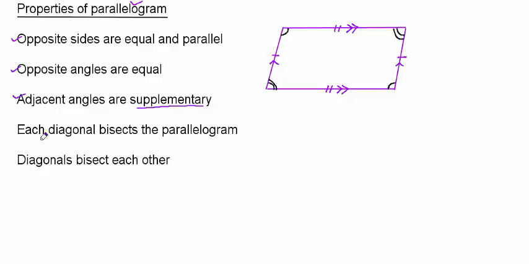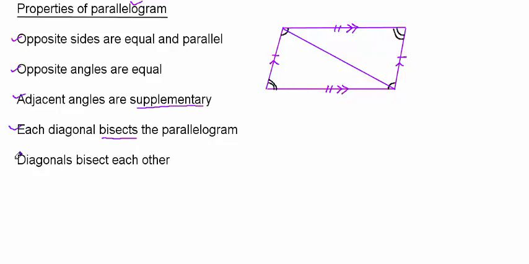Each diagonal bisects the parallelogram. I'm sure you know what the diagonal of a parallelogram or of a quadrilateral is. It's the straight line that joins the opposite vertices. So you have one diagonal over here and the other one over here. Now it says that each diagonal bisects the parallelogram. Bisects means cuts into 2 equal pieces or 2 equal halves. If you look at one diagonal, it cuts the parallelogram into 2 triangles, and the 2 triangles are congruent.